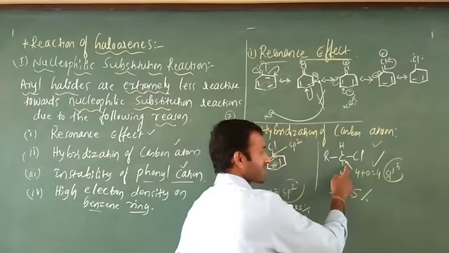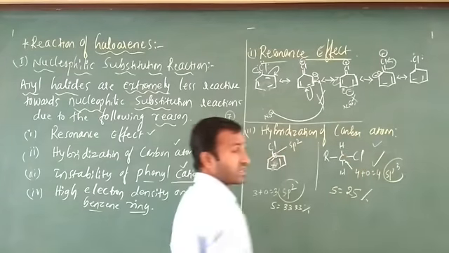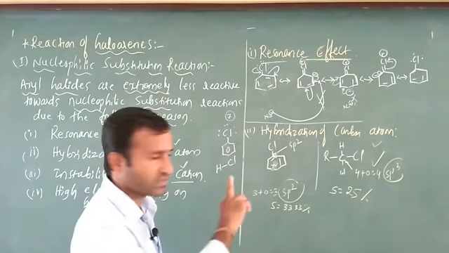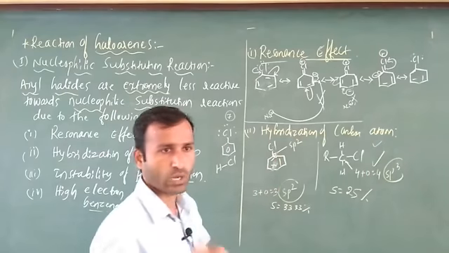But in this case, not like that. This is a less S character. Cl will go out easily. But in this case, not like that. This is one reason. With the help of the S character, we are going to explain.